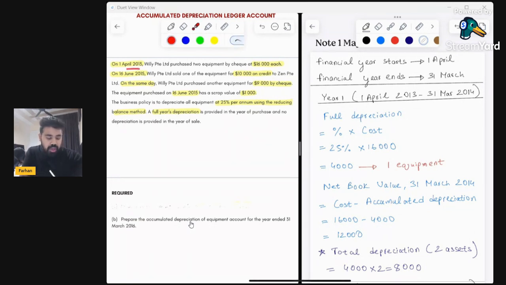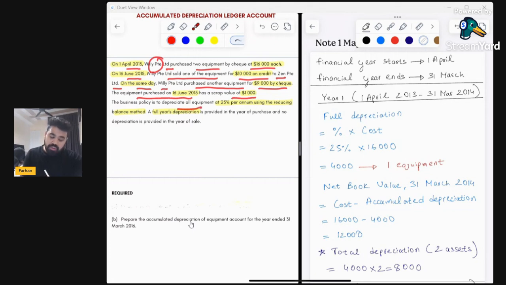On 1 April 2013, Willie Proprietary Limited purchased two equipment by check at $16,000 each. On 16 June 2015, Willie sold one of this equipment for $10,000 on credit to Zen Limited. On the same day, Willie bought another equipment for $9,000 by check. This equipment, which was bought on 16 June 2015, has a scrap value of $1,000.